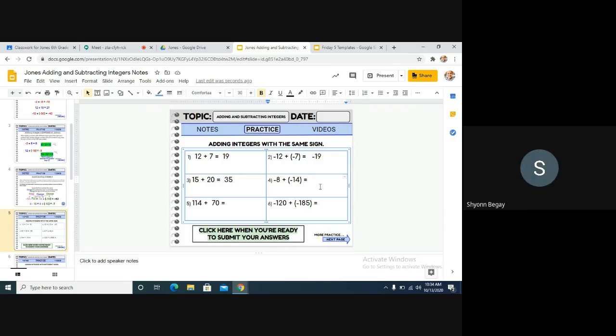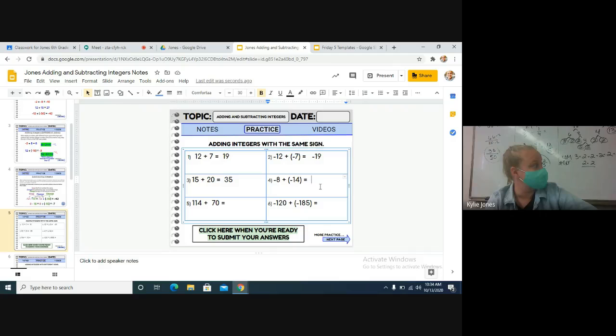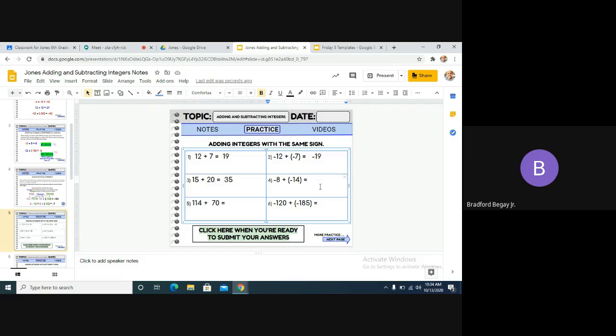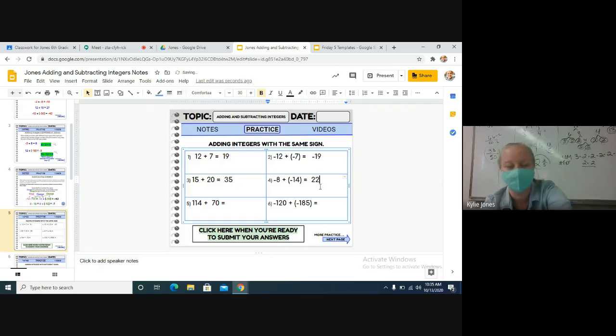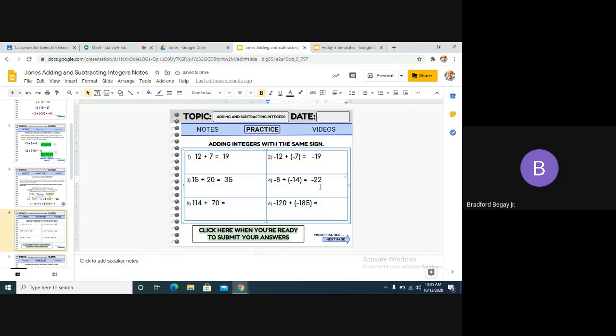Alrighty. So let's look at number 4. We have -8 plus -14. First thing we need to do is add together 8 and 14. What is 8 plus 14? 22. Now, are these numbers negative or positive? Negative. So we just need to put a negative sign in front of it.